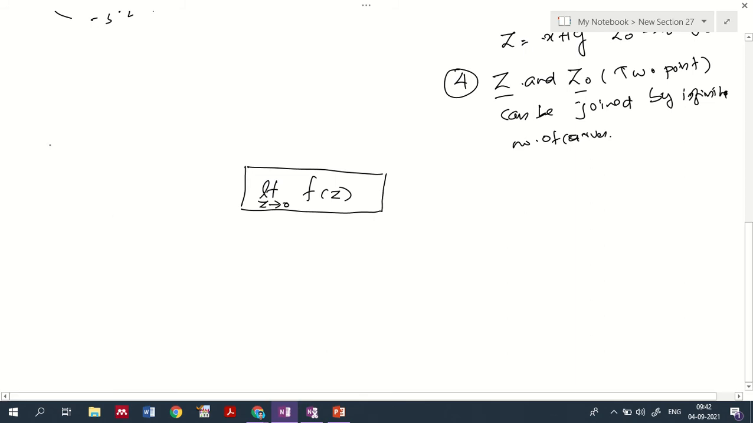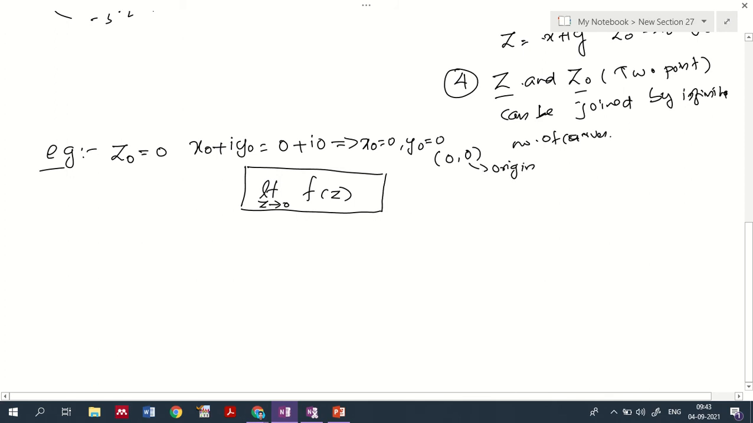So when you consider this example, this is one of the examples we are taking here, where z0 equals 0. That means z0 equals 0, that is x0 plus i y0 equals 0 plus i0. So that is, x0 will be equal to 0 and y0 will be equal to 0 in this case. Okay, so when you consider the coordinate or the point in a plane, x0, y0 will be 0, 0, so it will be at the origin.